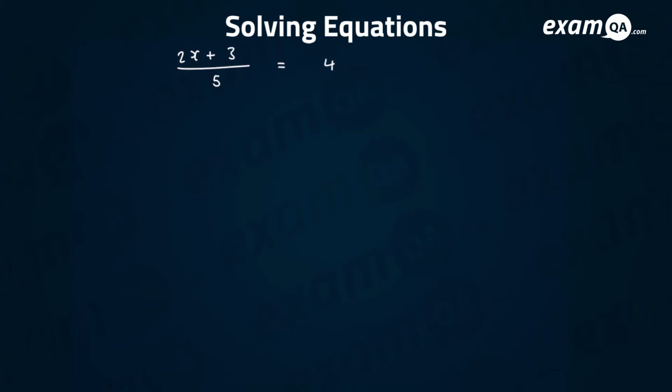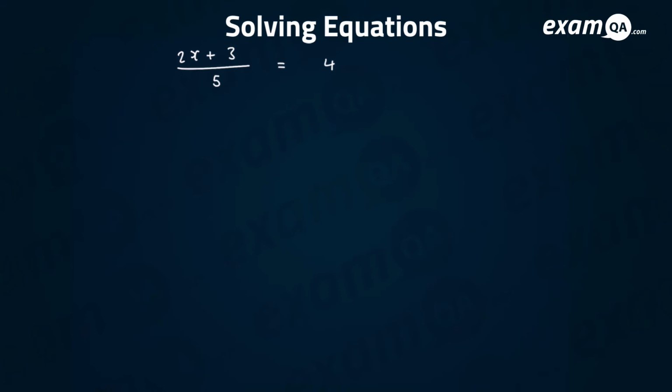Here we've got a new style of question. We've got 2x plus 3 all over 5 equals 4. So the main problem here is, we want to get x by itself, but there's a few things happening to it. We've got this 2 in front of it, we've got this plus 3 next to it, and we've also got this 5 underneath it. So we need to get rid of all of them and just get x by itself. So the first thing I'm going to get rid of is this 5.